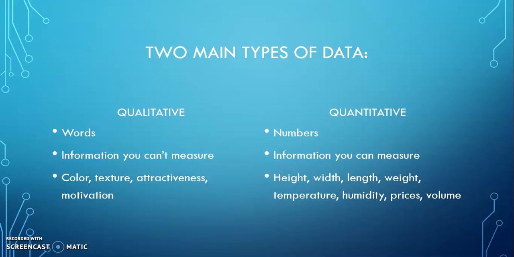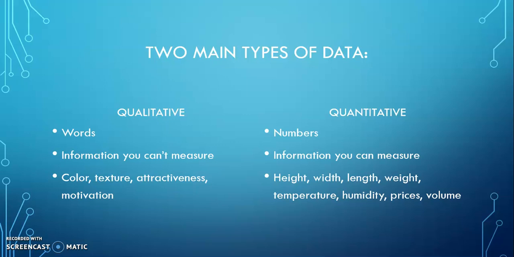So your height, obviously when you go to the doctor when you're younger, when you go to the pediatrician, they make you stand up against the wall so they can measure your height. The width of something, the length of something, how much something weighs, what the temperature is, even how humid it is outside, which honestly for Louisiana, it's almost always 100%. How much something's going to cost, how much space something is taking up, so the volume. Those are all things that we can measure with numbers. So that is quantitative data.